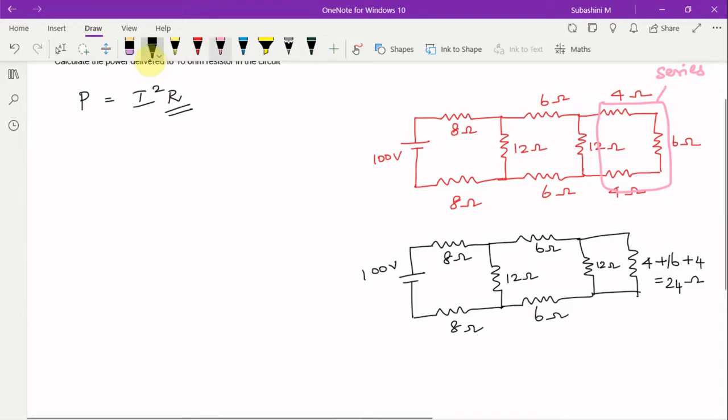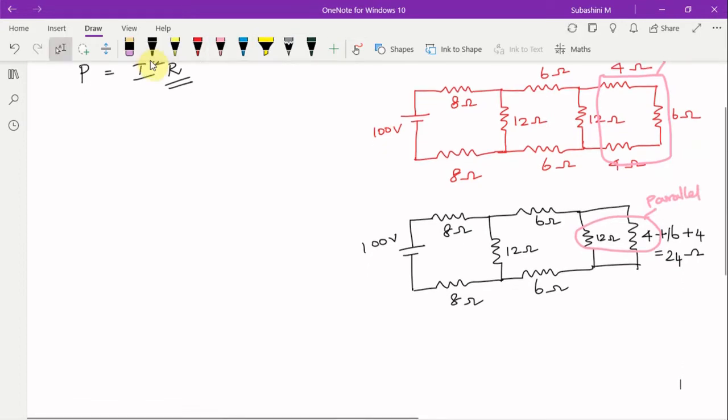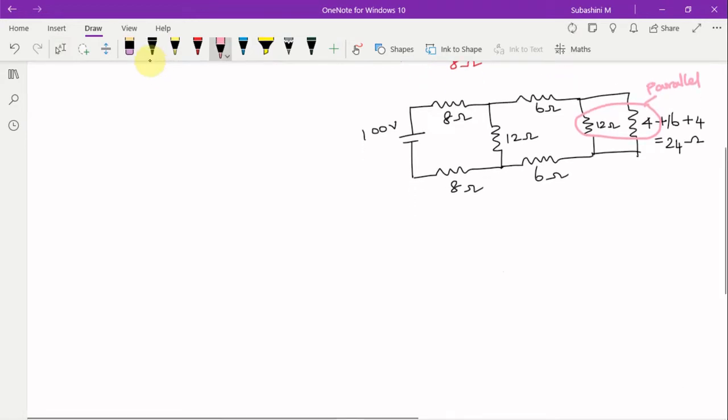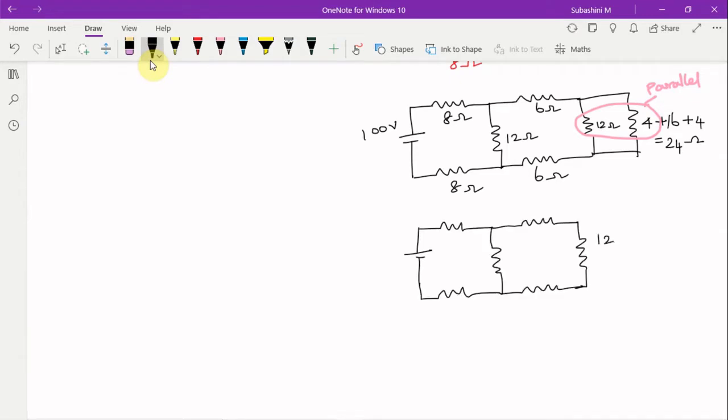Now you can see that the 12 ohms and the 24 ohms are in parallel combination. So again I am going to reduce the circuit by applying the parallel resistance formula. That is 12 into 24 divided by 12 plus 24, which gives 8 ohms. So now we have 8 ohms, 6 ohms, 6 ohms, 12 ohms, 8 ohms and 8 ohms, with the 100 volt source.